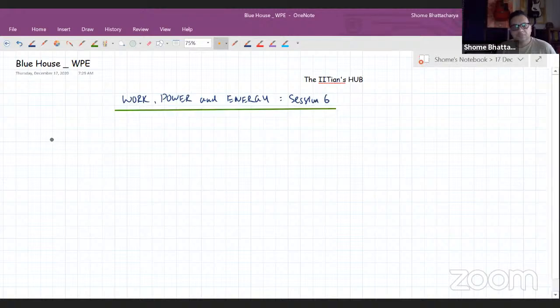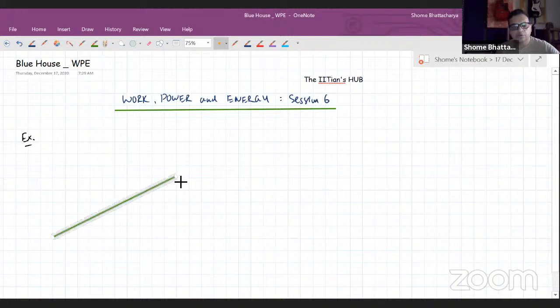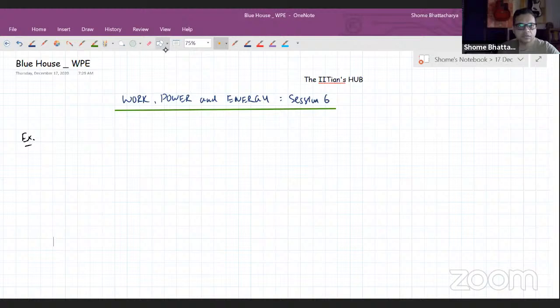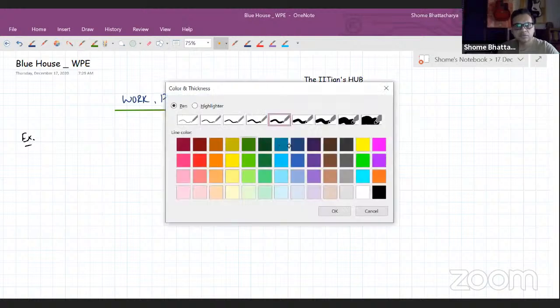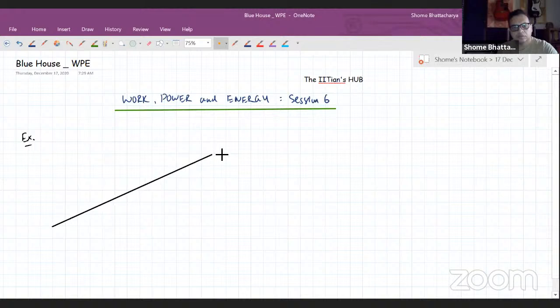So we'll start with an example, which is actually directly from H.C. Verma. Now, this is a very important example to understand how we can apply the work energy theorem specifically in a situation like this.